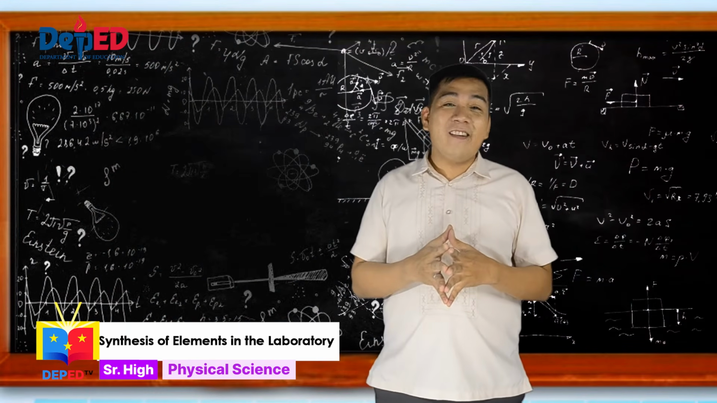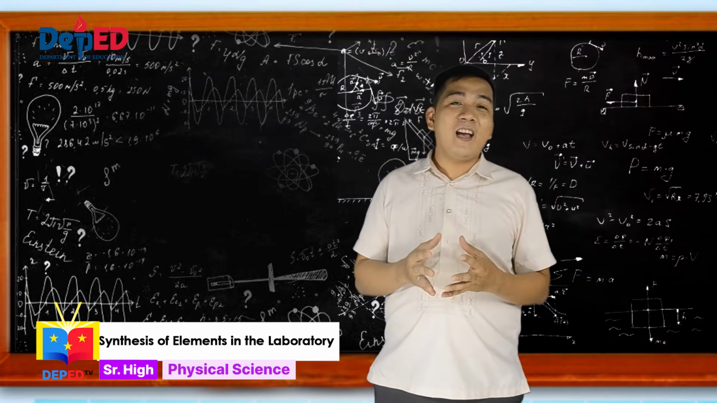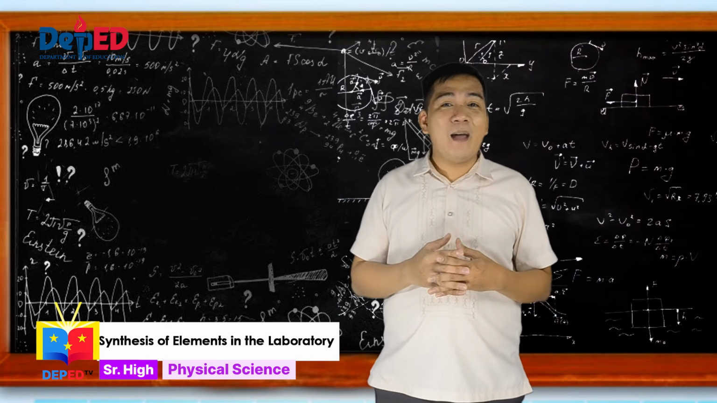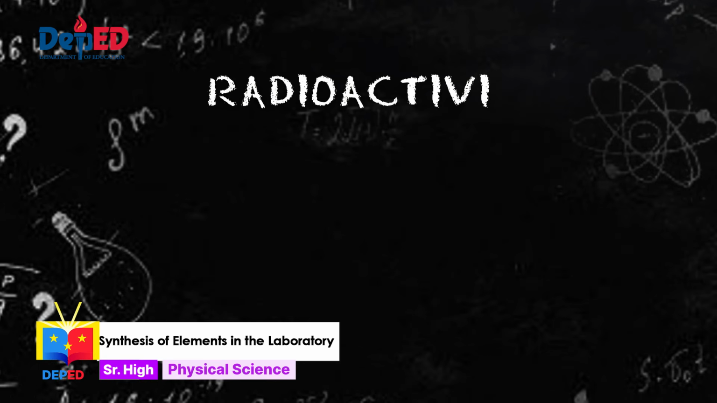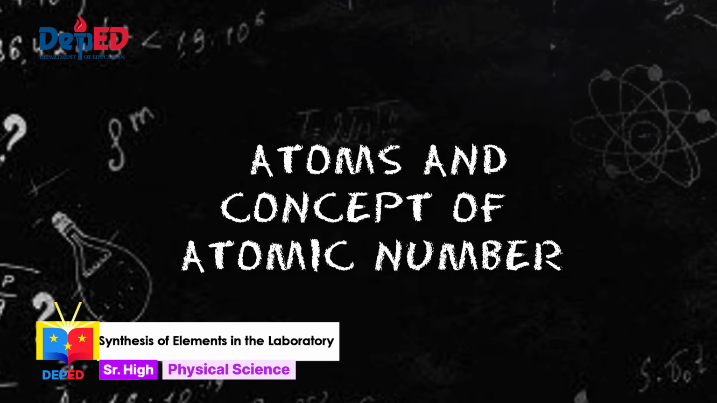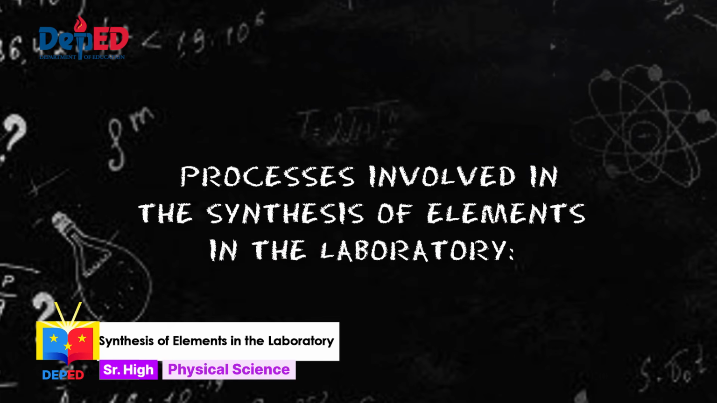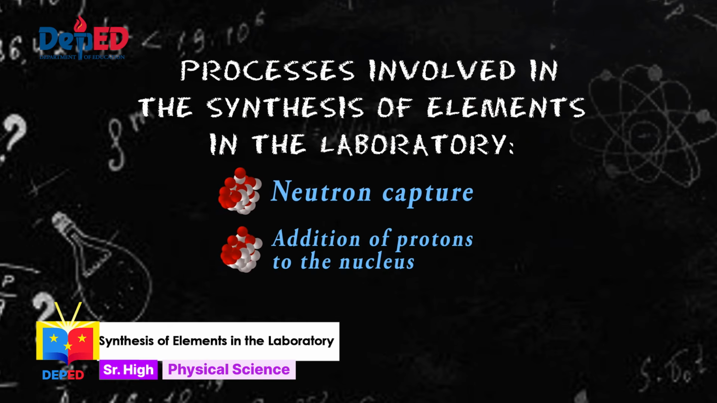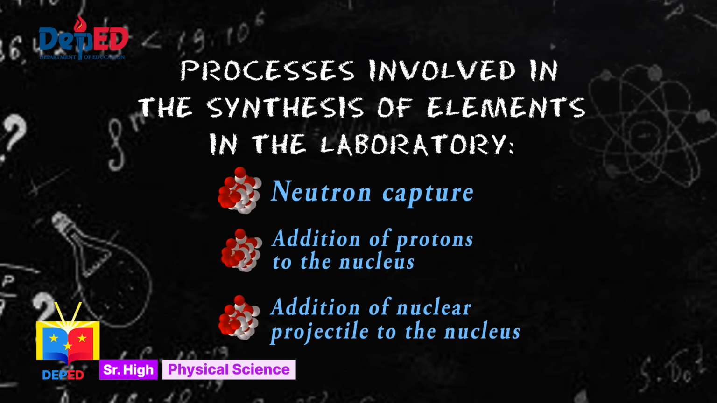Thank you, Professor Barian. Today, with the help of Ma'am Leah, Professor Nucleon, and Professor Barian, we learned about the synthesis of elements in the laboratory. You have learned about some important nuclear processes like alpha decay and beta decay. You have also learned about atoms and the concept of atomic number. Lastly, you have learned how new elements are synthesized in the laboratory through the capture and absorption of neutrons. You also saw that it is possible to synthesize new elements through the addition of protons to the nucleus and the addition of a nuclear projectile to the nucleus.